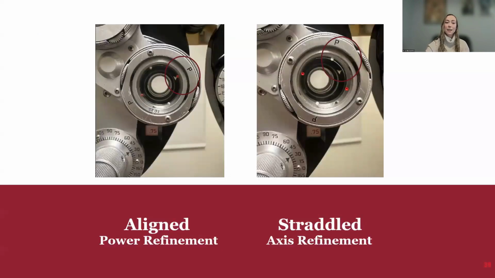By aligned, you can see here that where the P for power stands, it's aligned with that red dot. The small white arrow is pointing directly to that dot, and we know that we are doing our power refinement. When we switch to axis, you can see here that we alternated the knob so that the arrow is now pointing directly in between both the red and the white dots. We've straddled the axis, and now we know that we can proceed to do our axis refinement.